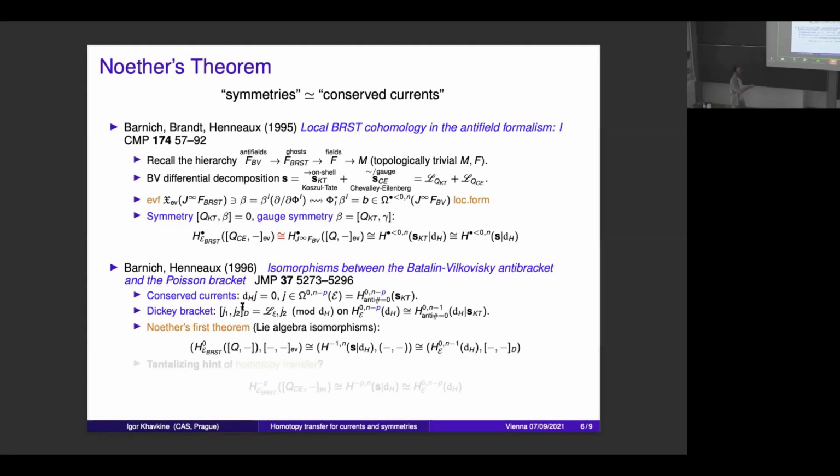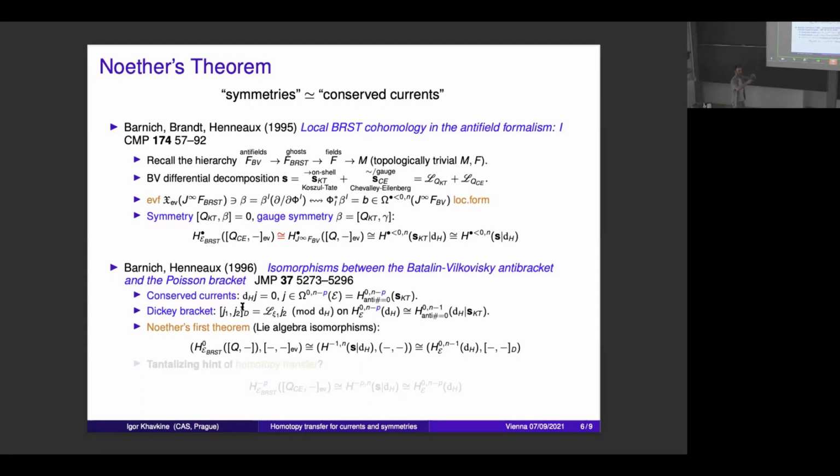this isomorphism. So this is the simpler version where on one side you have the classical conserved currents, so on-shell currents with the Dickey bracket. On the other side, you have the symmetries. So this part doesn't know anything about the BRST extension. This part does know about the BRST extension, which describes the gauge symmetries. Okay, so basically here, we are taking symmetries of the equation, but modulo gauge symmetries.